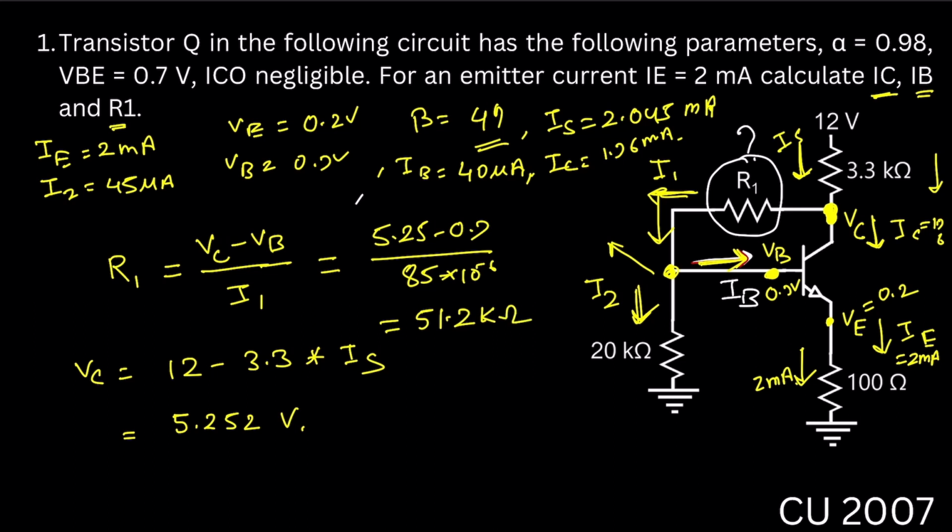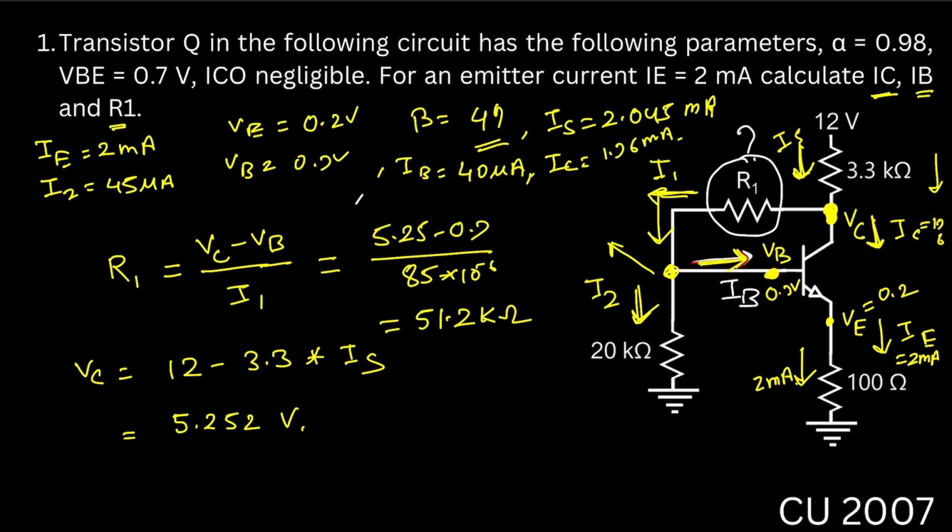Okay, so this is a very basic problem and you can easily solve it, but you need to know the current in all of the branches, right? So you just need to apply KCL at each and individual node and use Ohm's law, then it's very easy. Okay, so now what is our result? R1 is 51.2 kilo ohm, IC equal to 1.96 milliampere and IB equal to 40 microampere.